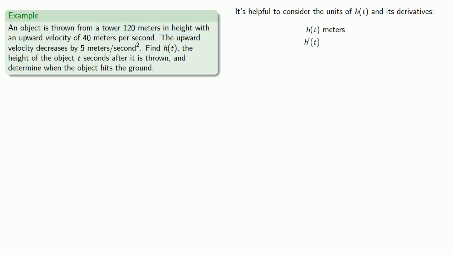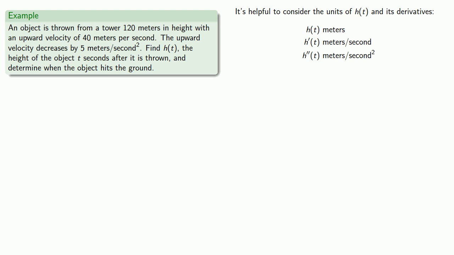h prime of t will have units of meters per second. h double prime of t will have units of meters per second squared. Now the given information has units of meters, meters per second, or meters per second squared. And what that tells us is that we have information about h of t, h prime of t, and h double prime of t. In particular, the tower, 120 meters in height, well, that's an h of t value, because the units are the same as the units of h of t.